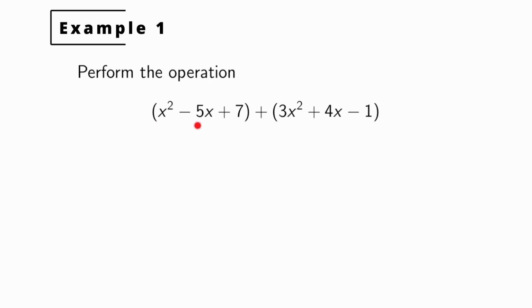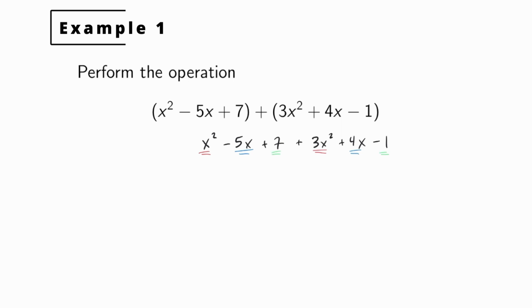Now, you'll notice these parentheses here, but since we're adding, you can just remove them. So this really just becomes x squared minus 5x plus 7, and then plus 3x squared plus 4x minus 1. If we were subtracting, we'd have to do a little bit extra here, but we're not. So we'll come to that in a future example. And now just find the terms that are like terms. So we have x squared term here, we have the x terms here, and we have constant terms here.